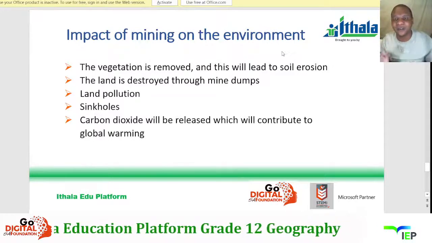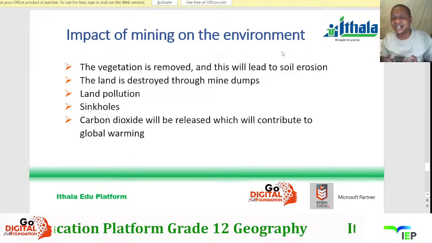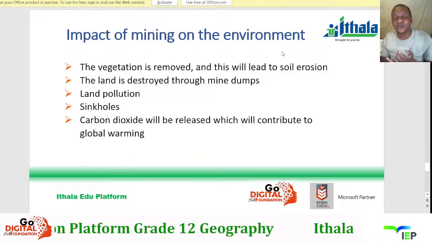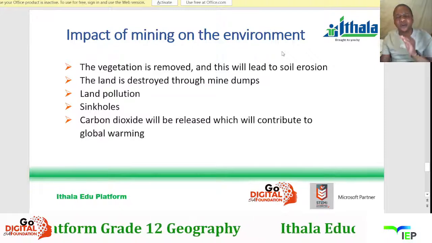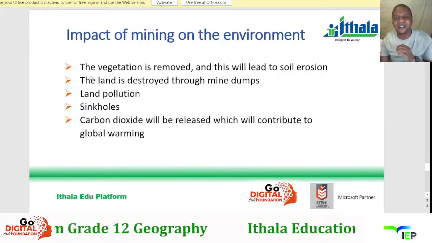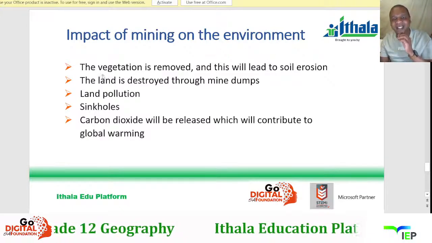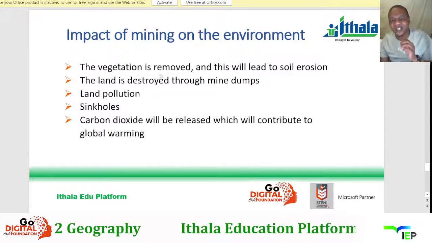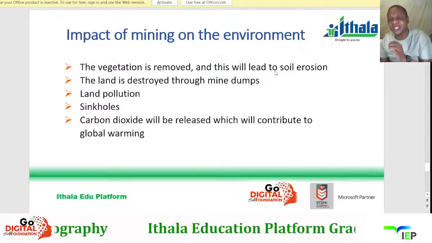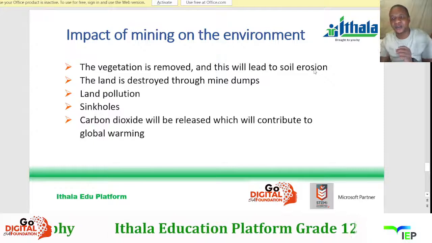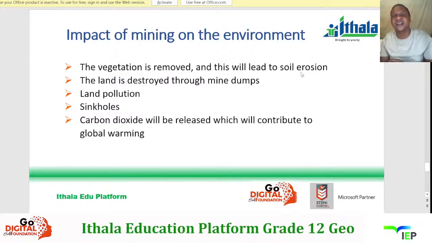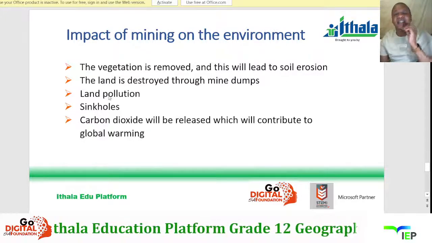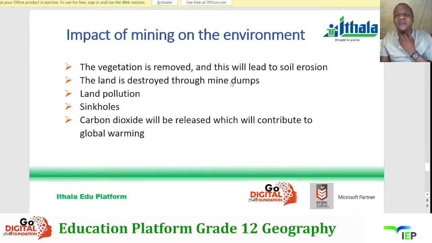So sikhuluma nge-environment, sikhuluma izinto njengey'hlahla, ihlabathi, even nomoya, ukuthi kwenzakalani kuyo yonke leyo nto. Into yokuqala nje, especially uma kwenziwa i-open cast mining, baclearisha i-vegetation. So vegetation is removed, and this will lead to soil erosion. So we do not need that as South Africans. Number two, the land is destroyed through mine dumps.